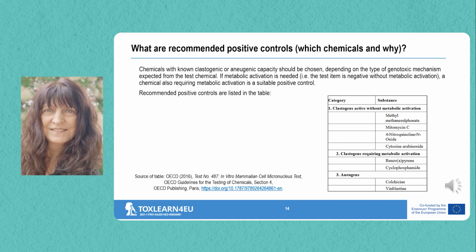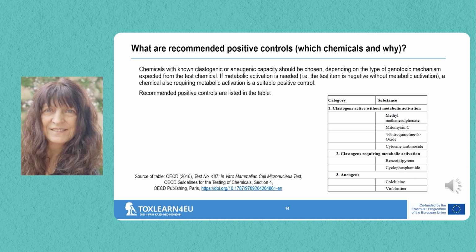What are recommended positive controls? Which chemicals and why are they used? Chemicals with known clastogenic or aneugenic capacity should be chosen, depending on the type of genotoxic mechanism expected from the test chemical. If metabolic activation is needed, because the test item is negative without metabolic activation, a chemical also requiring metabolic activation is a suitable positive control.